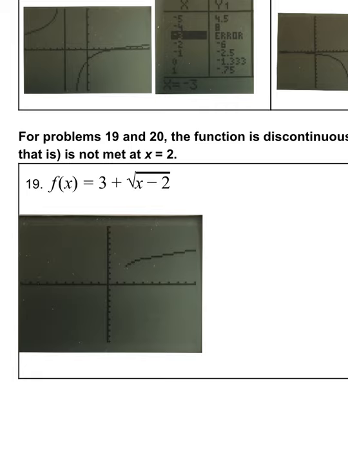If I put in my imaginary line through 2 right here, there is definitely no left limit over here. So step 2 fails. The limit as x approaches 2 of this function does not exist. There's no left limit at all.